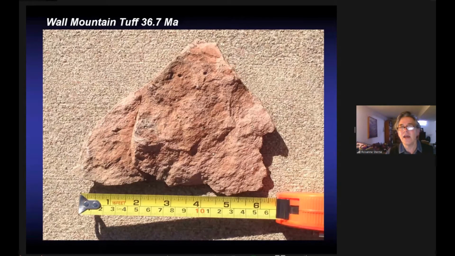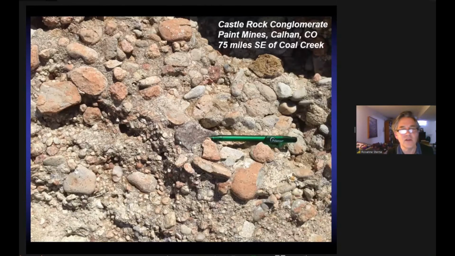And out of Calhan, this is what the Castle Rock conglomerate looks like as far as we can chase it. So right there is a clast of Coal Creek quartzite, the gray quartzite, and then you get a lot of these clasts of Wall Mountain Tuff and basement material and things like that. So that's out at Calhan.